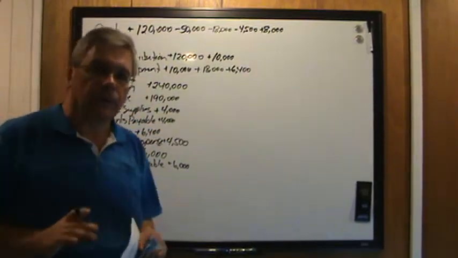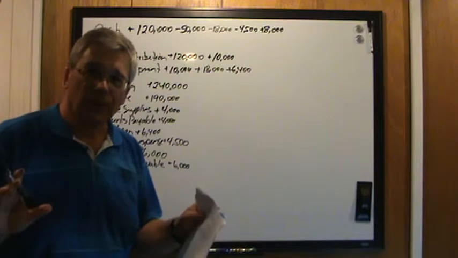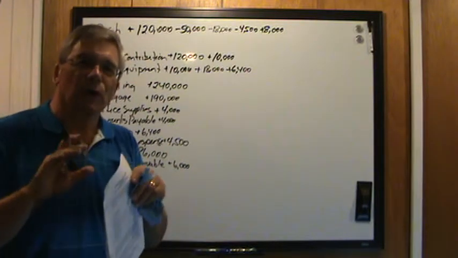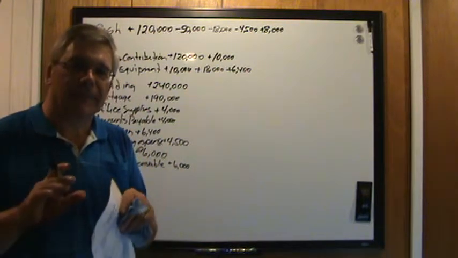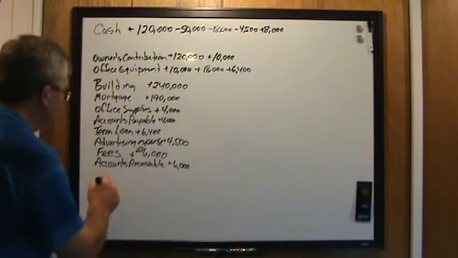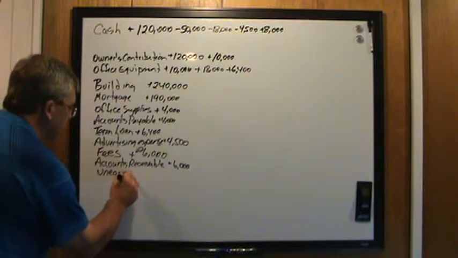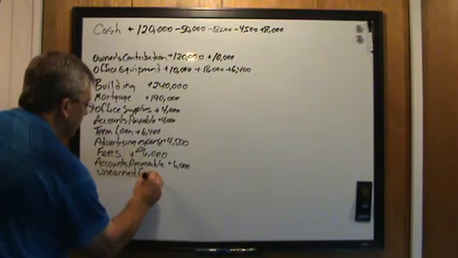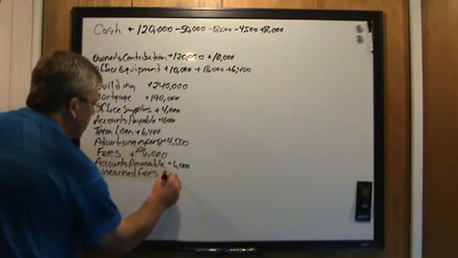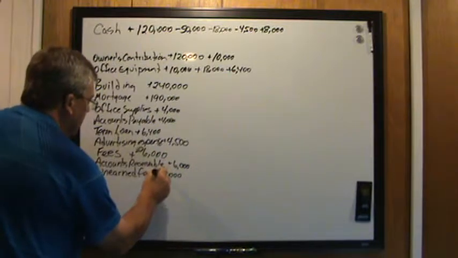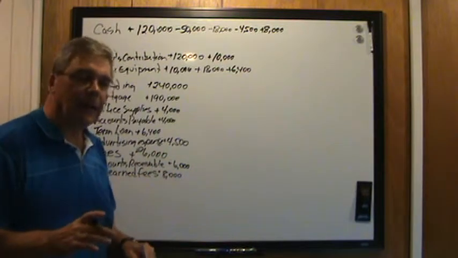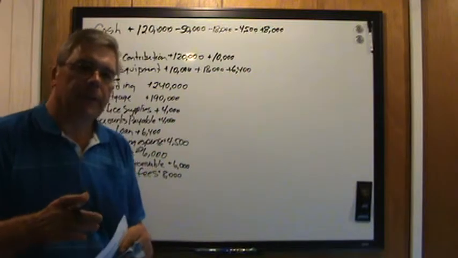But we've only signed the contract, we haven't done any work yet, so we haven't earned that revenue yet. We haven't earned those fees. So we have to call them unearned fees, 8,000. And if you remember our discussion in class, this is a current liability.